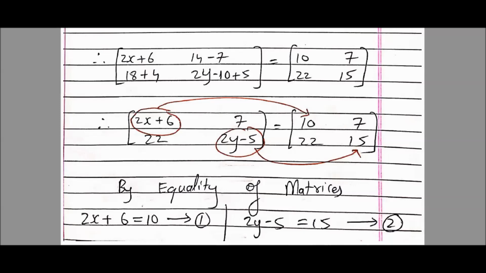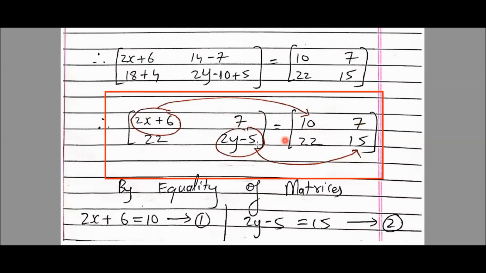Now students, here comes the important step. Can you see this red box? This is the ultimate step. I achieved my goal over here. I have only one matrix on the left hand side and only one matrix on the right hand side. So now I can compare. I can compare two matrices only when both of them have the same number of rows and columns. So now 2x plus 6 is equal to this first element, 10. Of course, the second one, 7 is equal to 7, but no need to compare here.